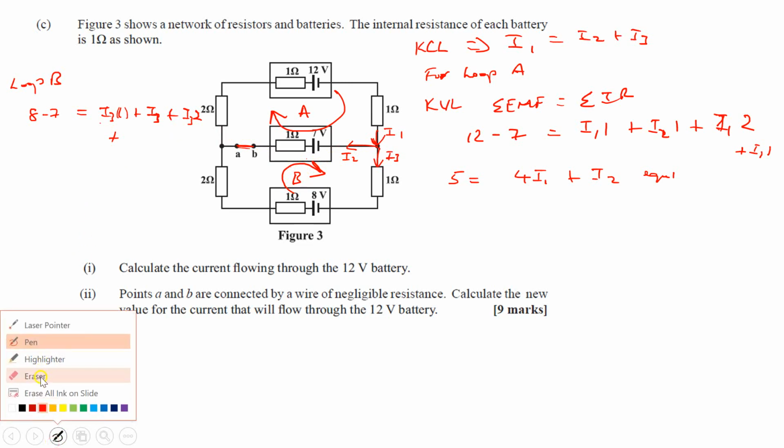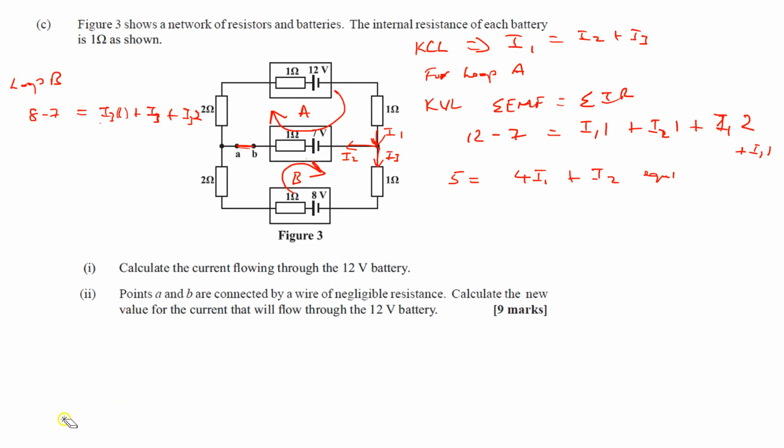So to just compensate for the change in the direction of the current, I just use a minus sign. So minus I2 times 1. Let me go back over that again.